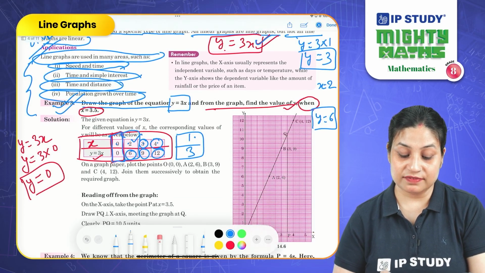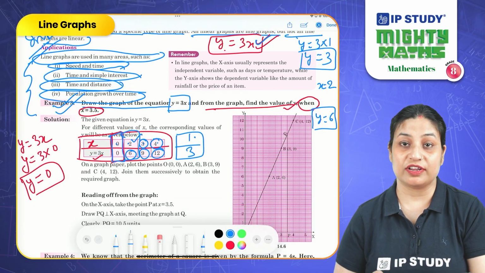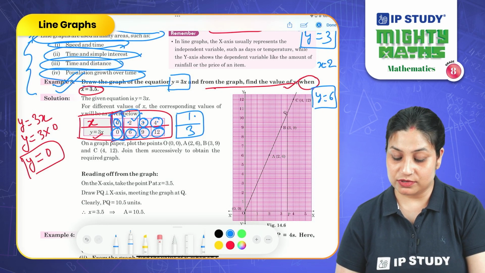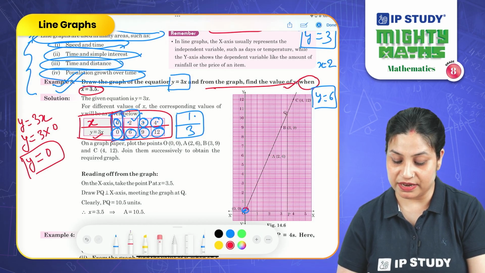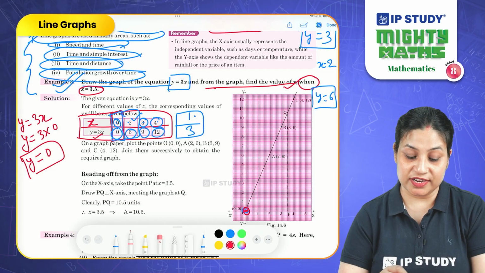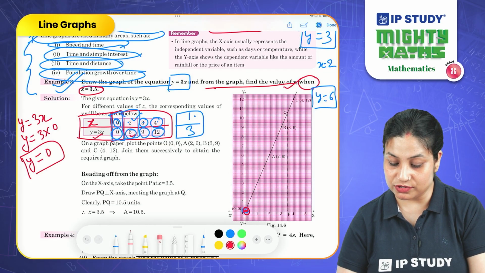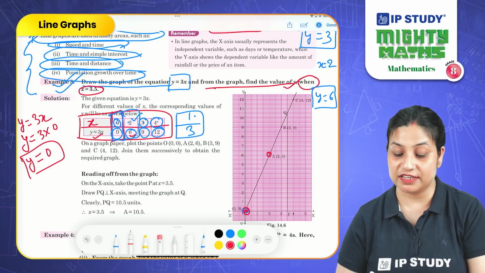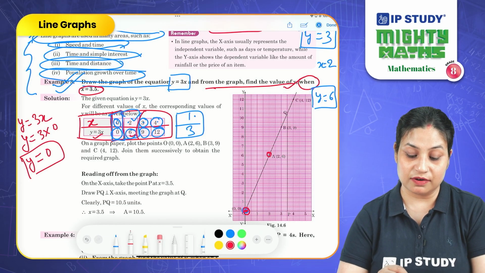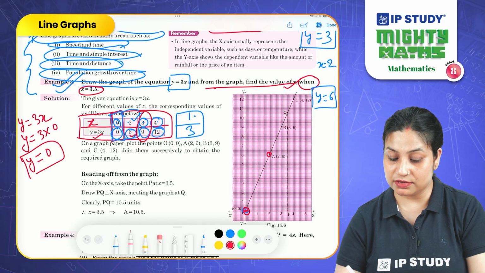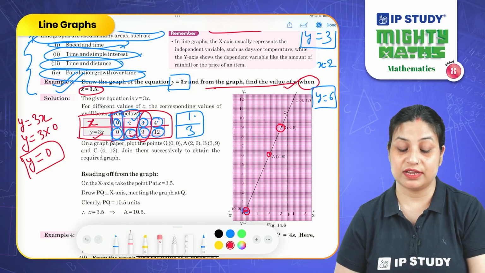Now, since we have these ordered pairs, let's start plotting these. At x equals 0, what do we have? 0. So the point will be here at the origin. Let me use another pen for this. So 0, 0 is over here. Next point is at 2, we have y equals 6. So we will be here, representing another ordered pair. The third one is 3 and 9. So 3 will be here and 9 will be here. So this is representing 3 and 9.